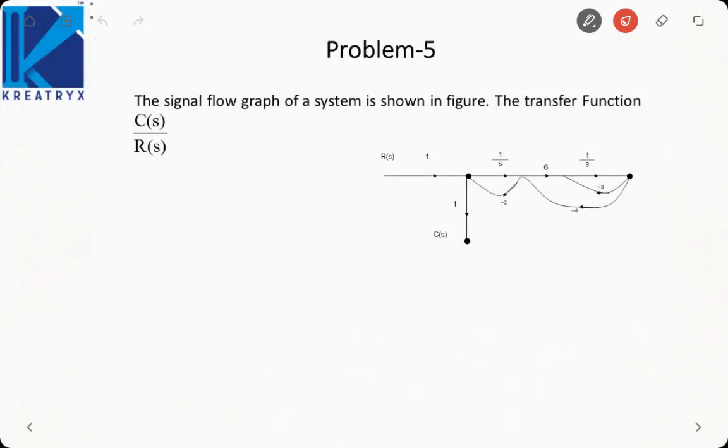Okay, next is we need to find the transfer function for this signal flow graph. So again we will first consider the forward paths. Between R(s) and C(s) there is only one forward path, P1, which is equal to 1. So let me mark these points A, B, C, D, E, F. Okay, so this is A, B, C.